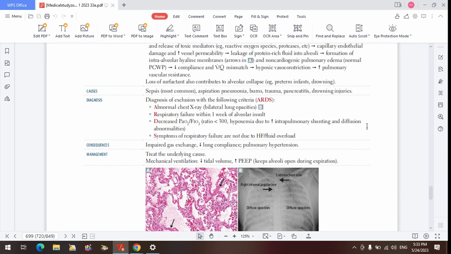Then there is diffusion abnormality, because of which oxygen cannot cross. So you know that if you divert the blood from those poorly ventilated areas, it already contains deoxygenated blood. So if it goes to mix with other ventilated areas, it's going to dilute that blood and it's not going to be 100% oxygenated. So it's still going to cause hypoxemia.